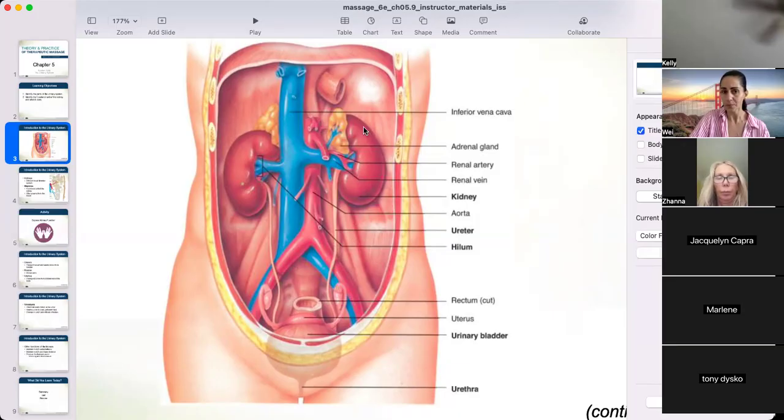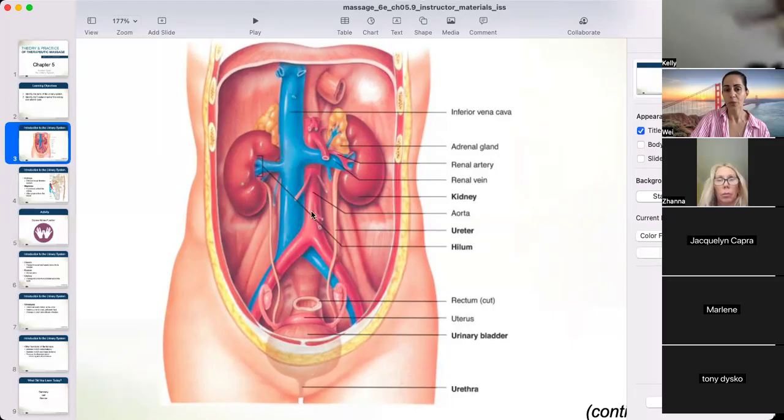So the kidneys filter the blood from waste, and that waste will be sent down the ureter to the bladder. And then from the bladder, it's going to be emptied out from the body through the urethra. Male and female urinary system is identical, the same.